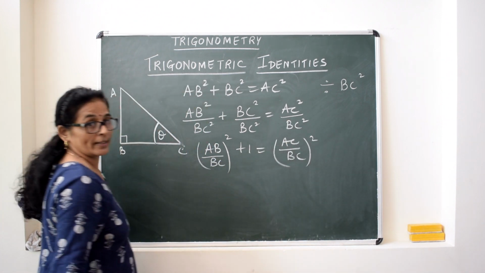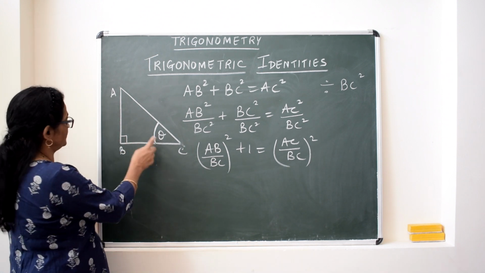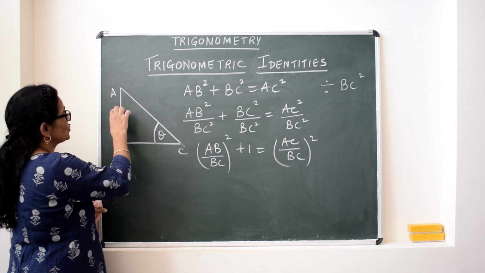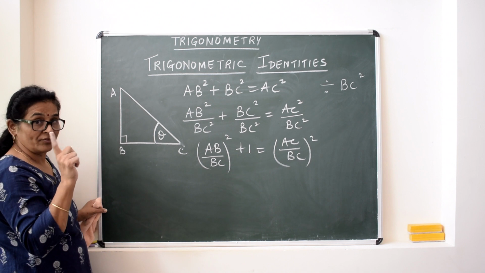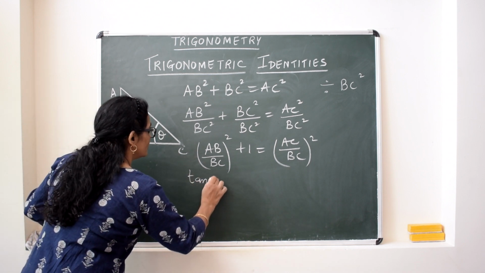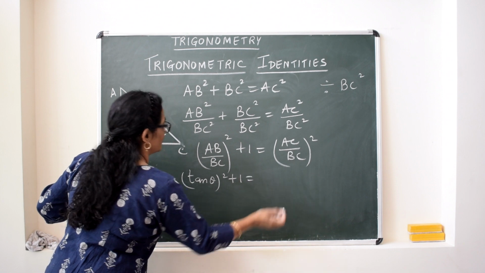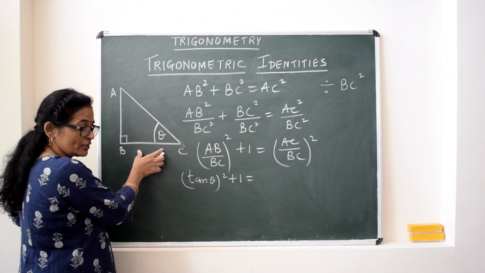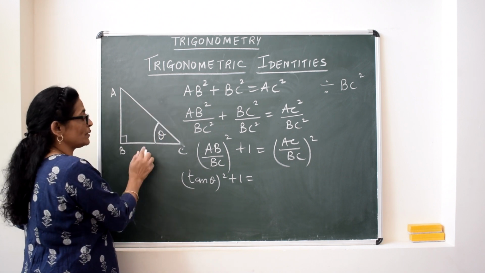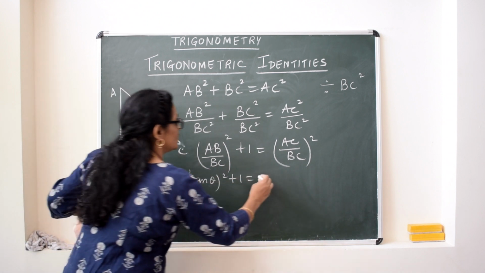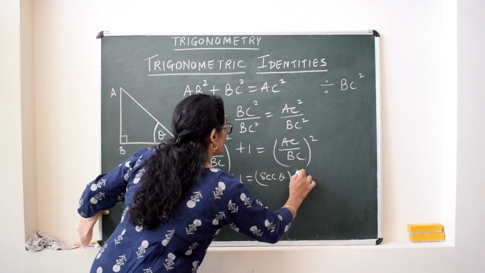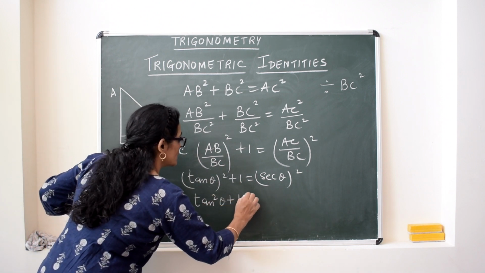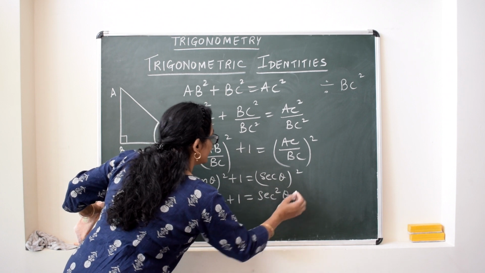Now look at this theta. AB is perpendicular, or side opposite, and BC is the base. So perpendicular upon base is tan theta. So tan theta square plus 1 is equal to AC, which is hypotenuse, upon BC, which is base or side adjacent to this angle theta. So hypotenuse upon base is sec theta. This we will rewrite as tan squared theta plus 1 is equal to sec square theta.